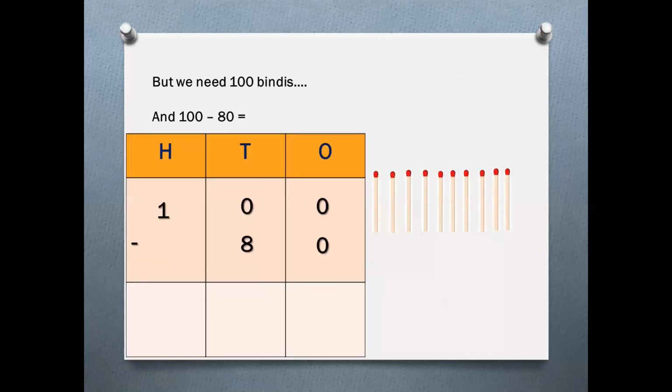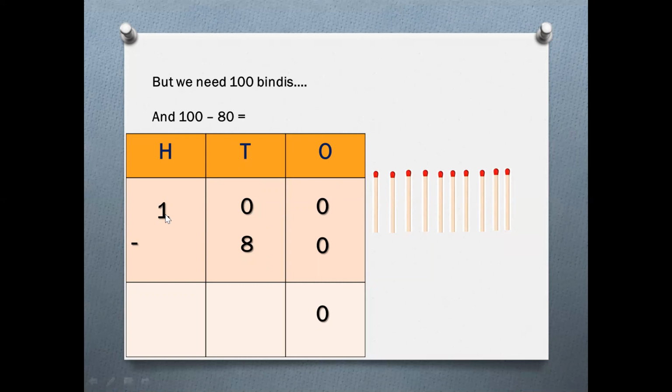Now, coming to the ones place. 0 and 0 we have. What is 0 minus 0? Yes, it is 0. Coming to tens place. Can I subtract 8 from 0? No, because 0 is a smaller number and 8 is bigger than 0. So, in order to subtract, we have to borrow from the hundreds place.